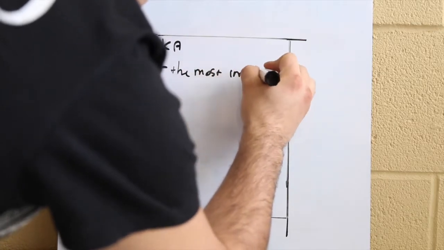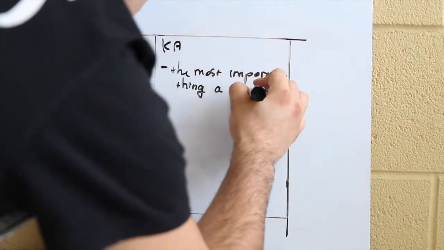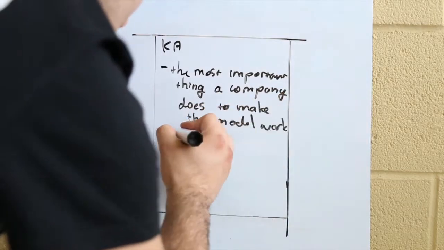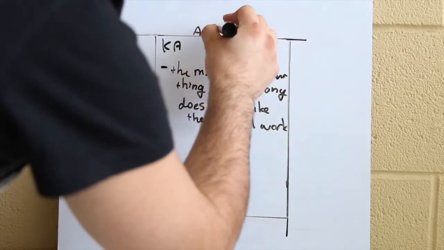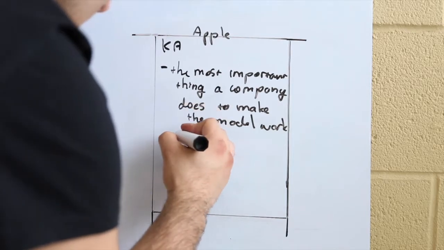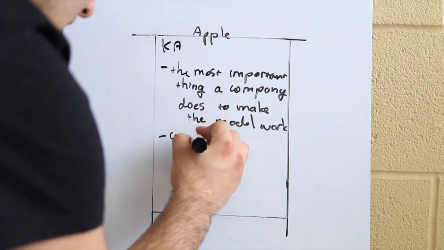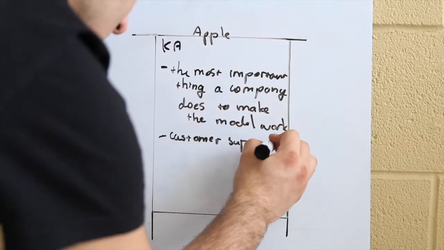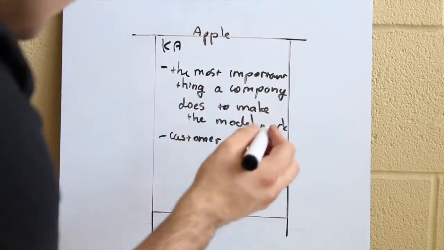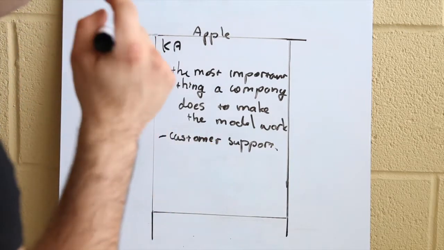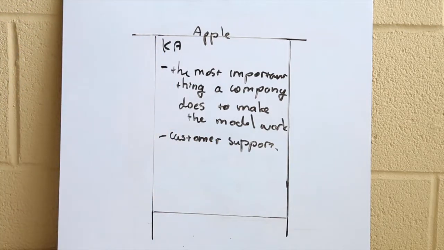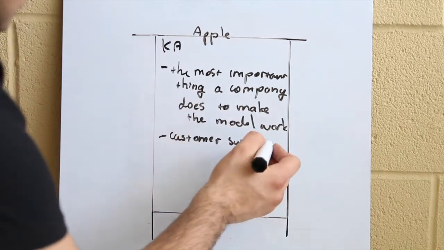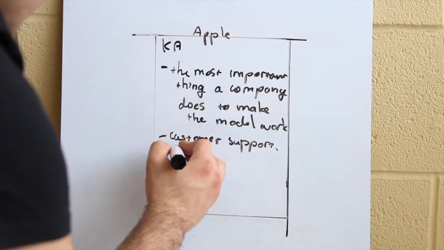The second block of the business canvas is key activities. Key activities are the most important things a company does to make the business model work. In our example, Apple has 2 key activities. The first is their customer support, whether that's post-purchase, where you can call and ask any questions about your product, or the in-store Apple Geniuses that are experts in every product that Apple supports. Their customer support is definitely a key activity that the company does in order to make their business model work.